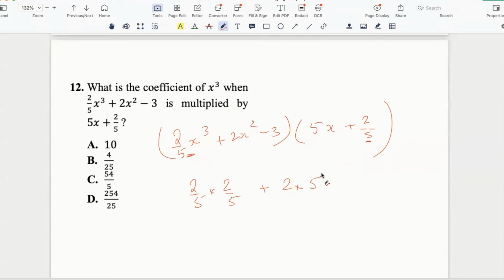And that's it, right? Those are the two expressions that will give you an x³ term. So this is 4 by 25 plus 10. So that's 254 by 25. 254 by 25, option D.